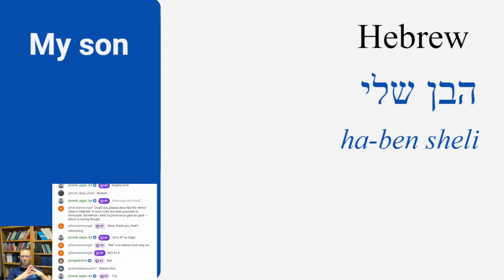Anything that you want to say my whatever, you just add sheli afterwards. So think about the word book, right? We learned the word book. If we wanted to say my book, what we'd really be saying is the book of me, or the book which is to me. And that would be, Cenk, do you want to try it? This is a harder one here, but just follow the model. My book, literally the book which is to me, and it would be Ha Sefer Sheli. The book which is to me.